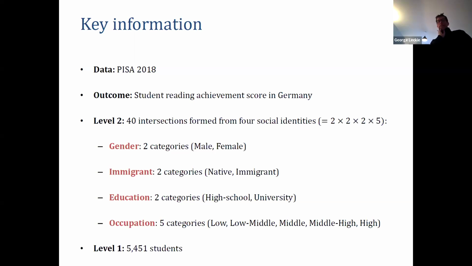The socio-demographic characteristics she was interested in were gender, two categories; immigrant status, native or immigrant; parental education, whether your parents are high school educated or have university education; and the occupation of the parents in five categories, low through high, or just five quintiles of the population. There are some 5,400 students, and because we have 2 by 2 by 2 by 5, that's 40 intersections, and those are our level 2 units in the multilevel analysis.